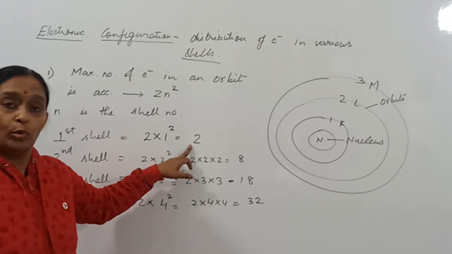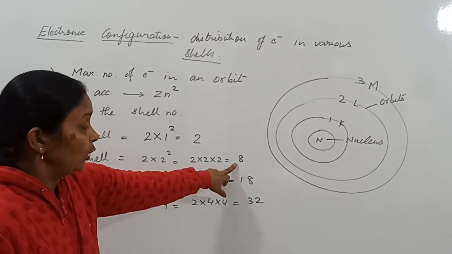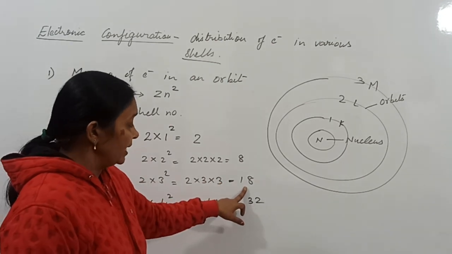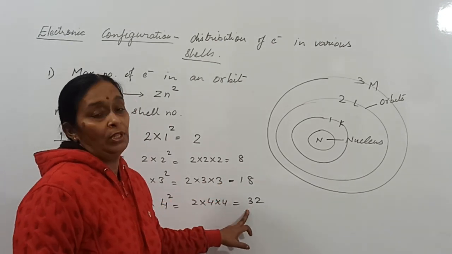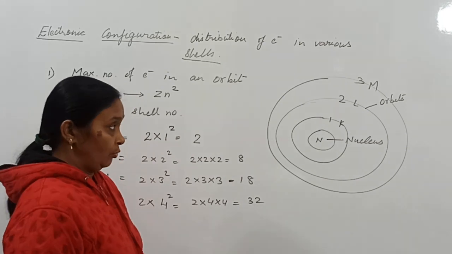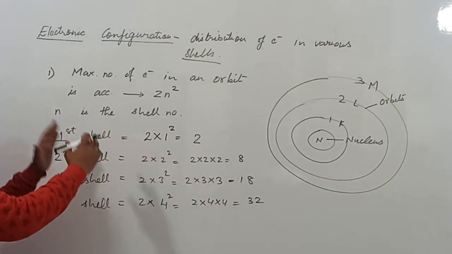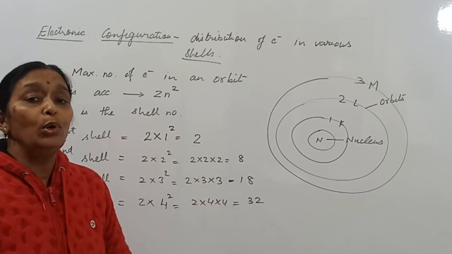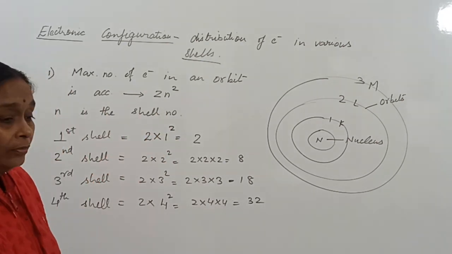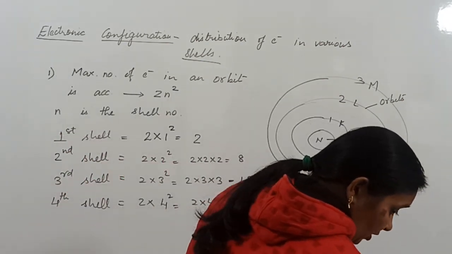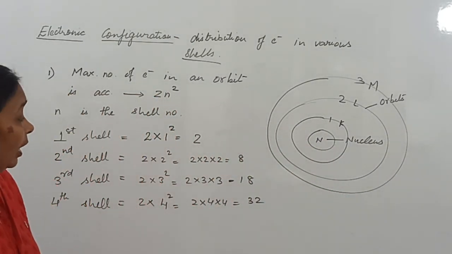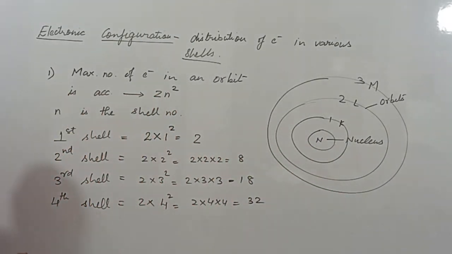First shell cannot have more than 2 electrons, second cannot have more than 8 electrons. This is the maximum capacity. Third has a maximum capacity of 18 and fourth has a maximum capacity of 32 electrons. So like this the electrons will be filled. Now, this is not the only rule. There are other rules also which decide how many electrons will be filled in a particular shell of an atom.